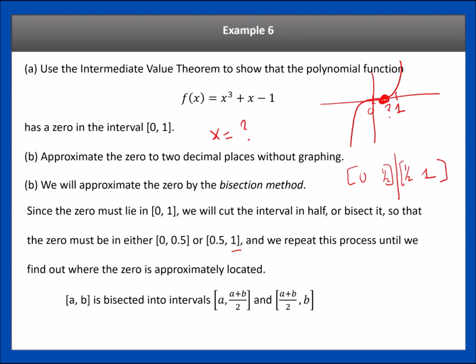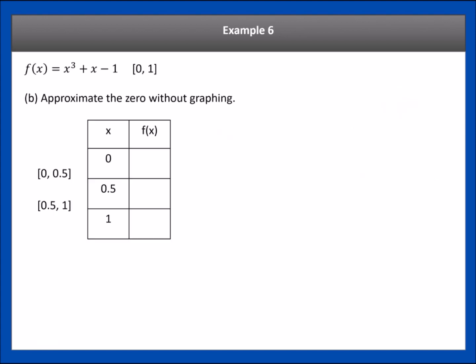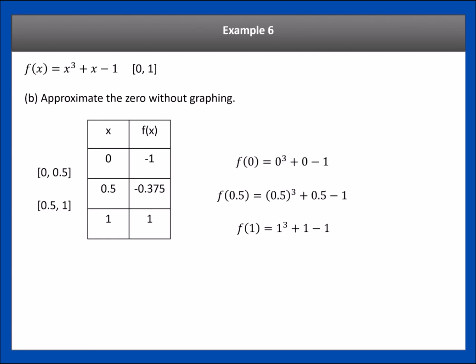And we can use this formula to bisect it. Just take the average of a and b: a plus b divided by 2. All right, so we're going to do those two intervals. So we have the 0 to 0.5 interval, and then the 0.5 to 1. We're going to plug it in: f of 0, f of 0.5, f of 1. And we get those values.